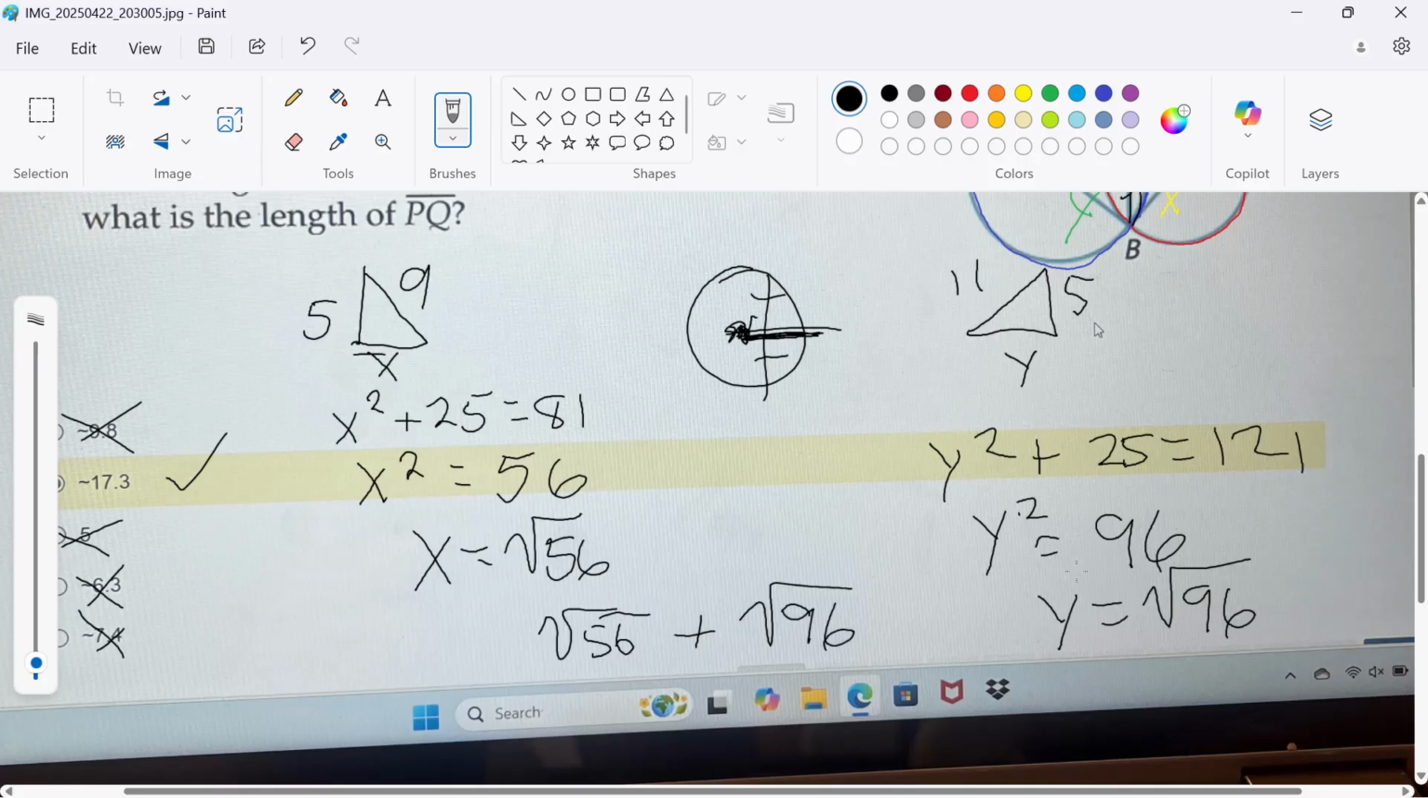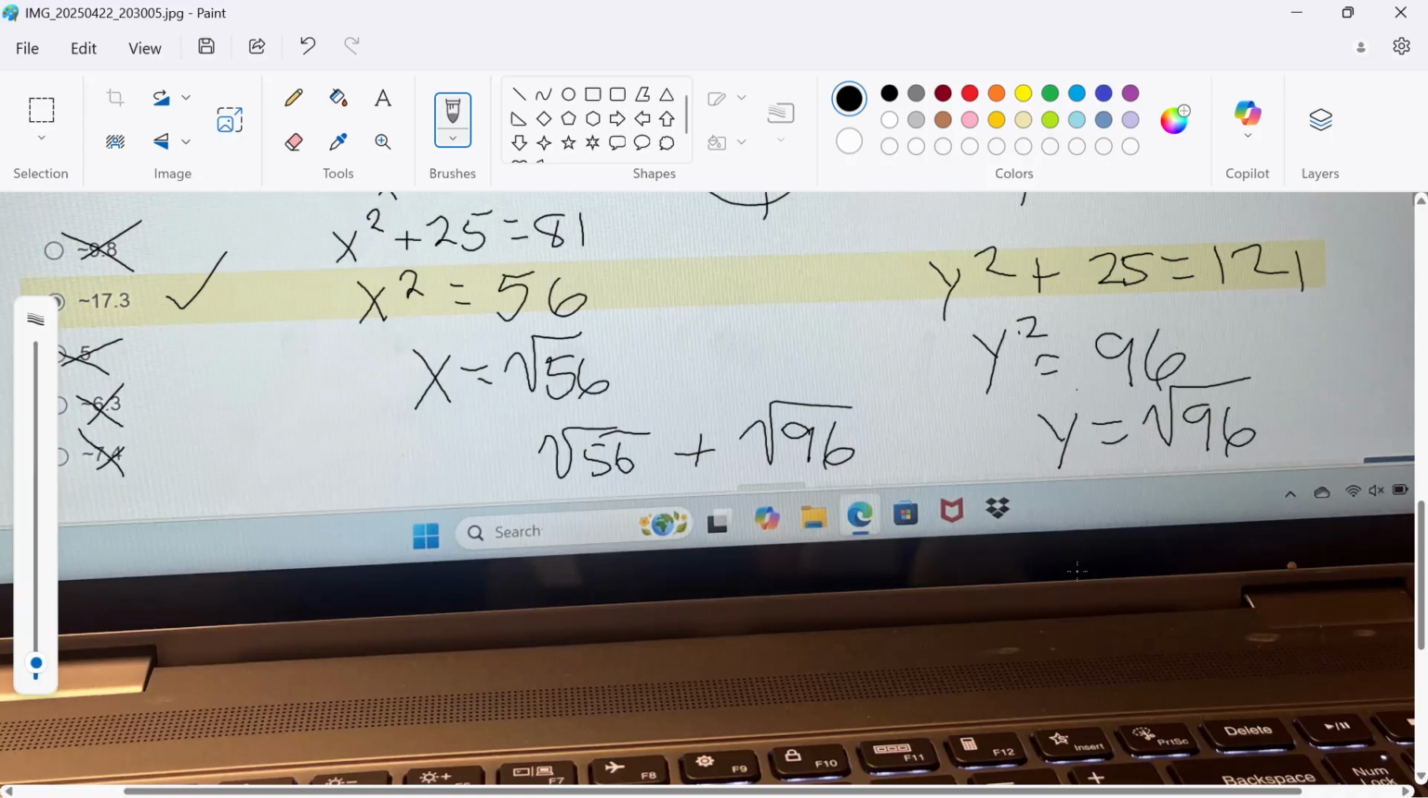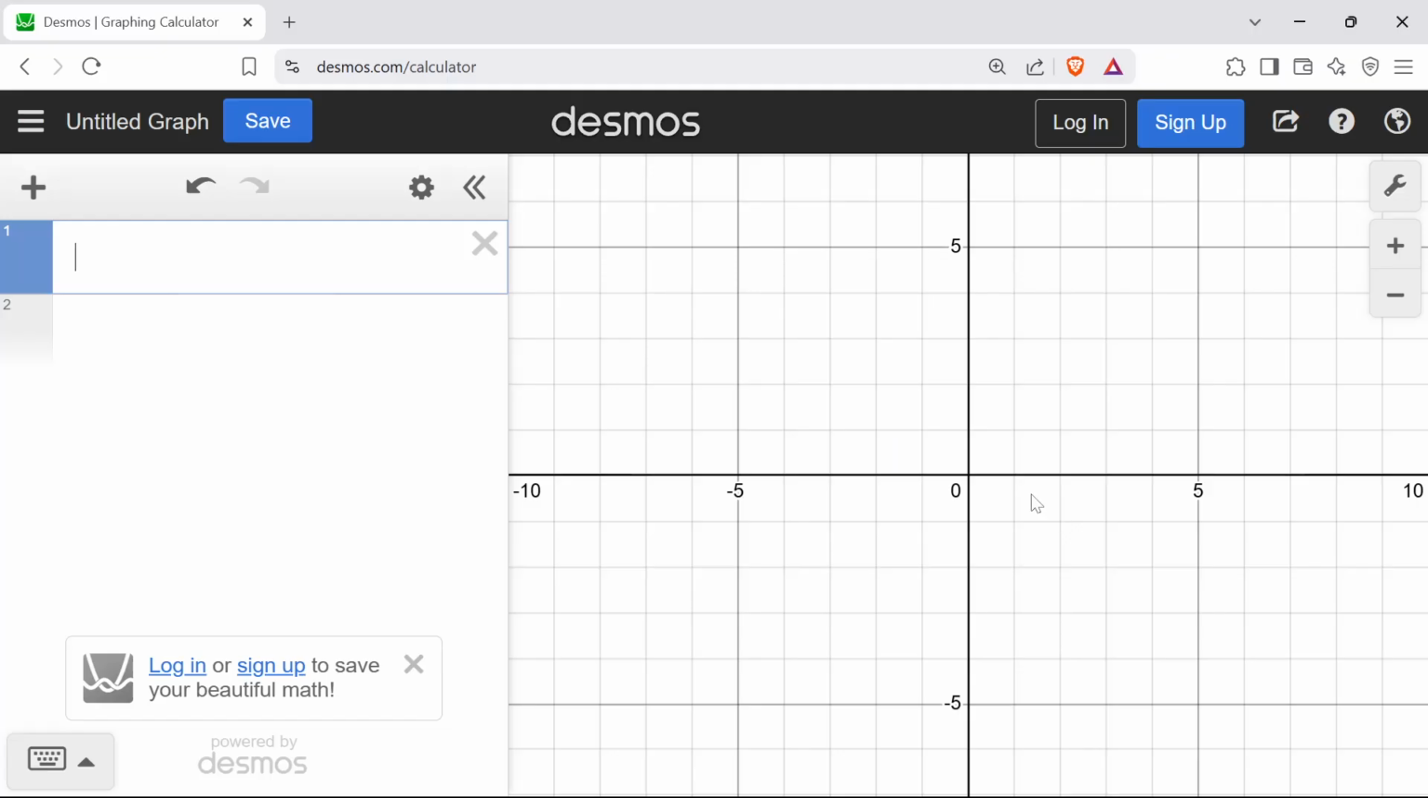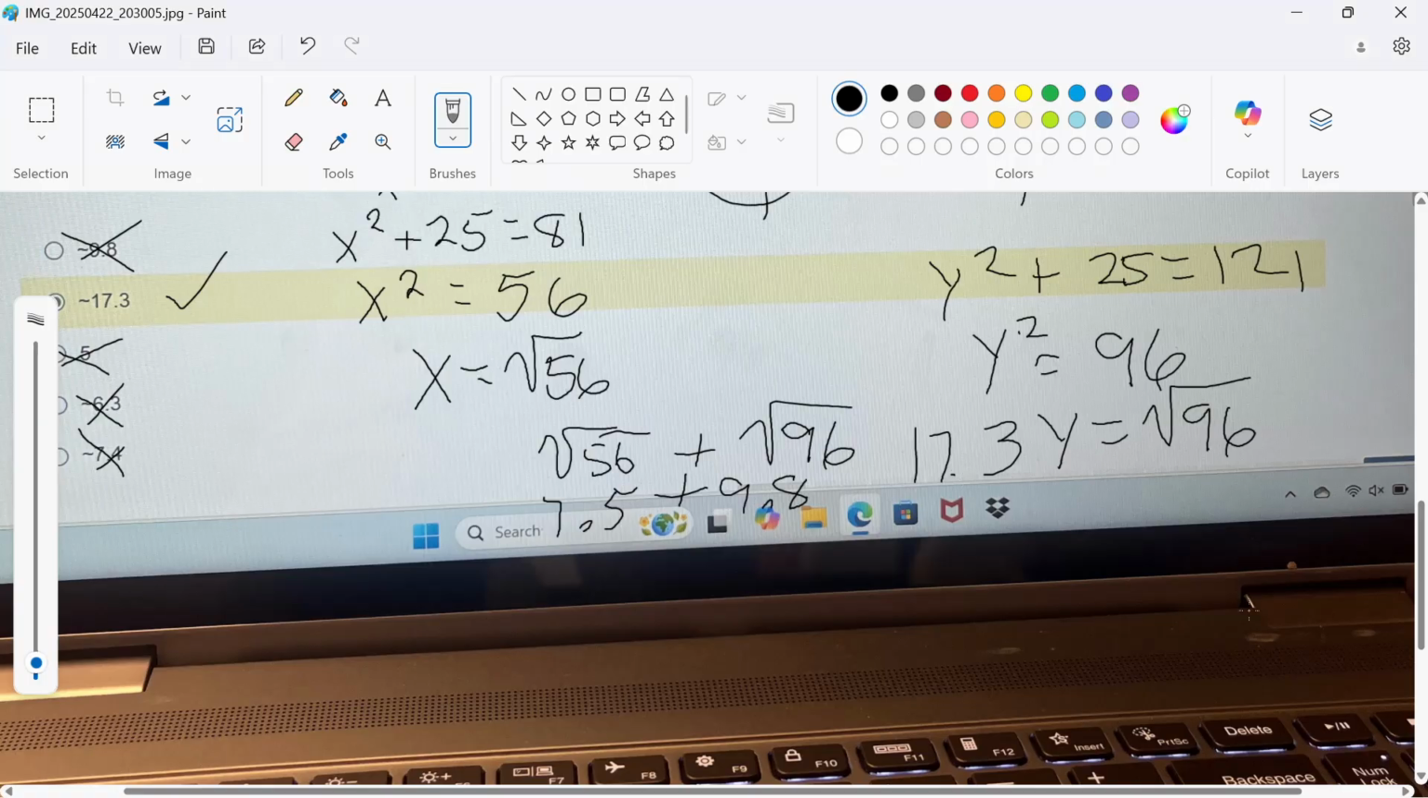You can throw it onto a calculator. 7 squared is 49, 8 squared is 64. This is somewhere like 7.5 maybe. And this is 96, it's almost 10, maybe 9.8. These are estimates. 7.5 and 9.8 is somewhere around 17.3. I just made estimates, but you can plug it into a calculator. Square root of 56 plus square root of 96 is 17.28, about 17.3, and that verifies the answer that I got by estimating.